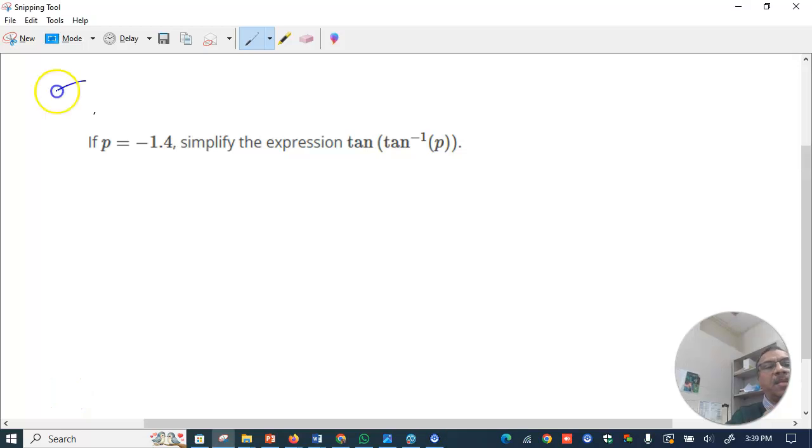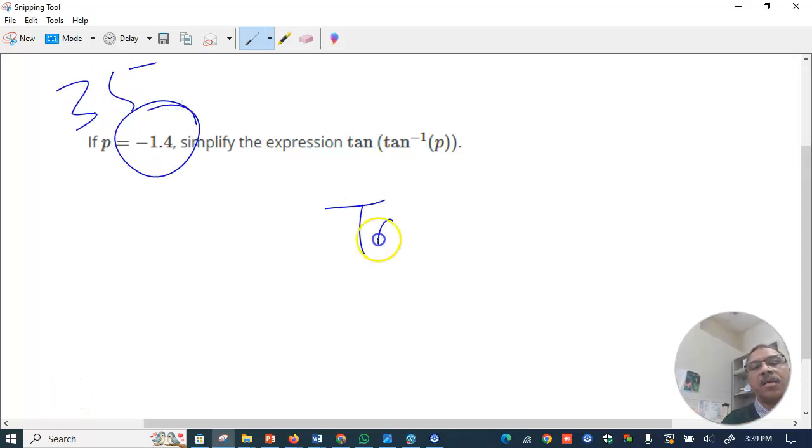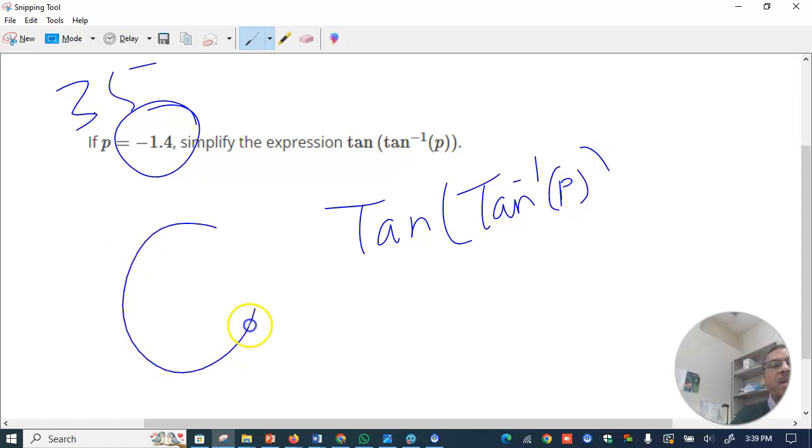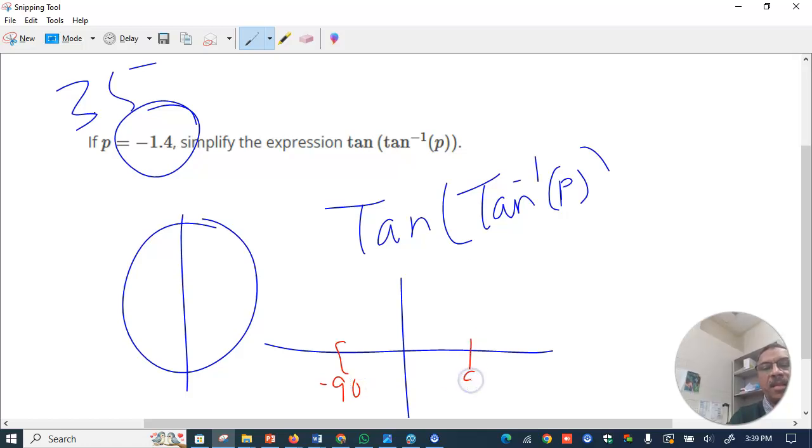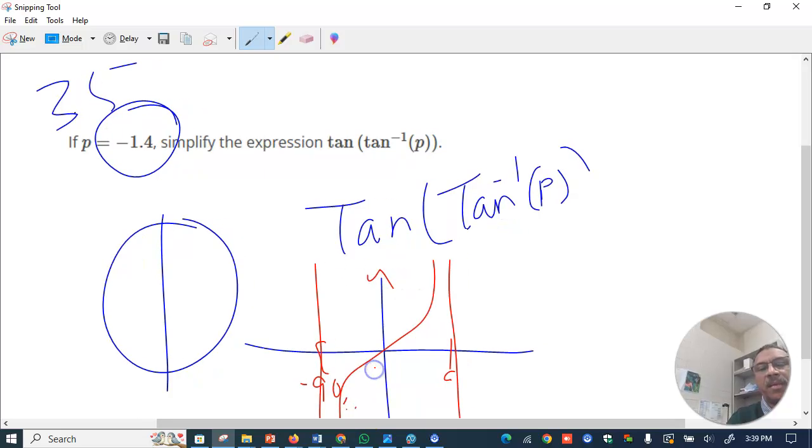Let's see. This is 35, and they give you P angle is like this. So all you do is plug in here tan inverse. Now tan inverse of P. See, the original graph, if you remember the graph of tan, it is between minus 90 and plus 90, and there is a vertical asymptote. This is how the graph looks like. So you can see the range here. It covers the whole range, the whole real numbers.